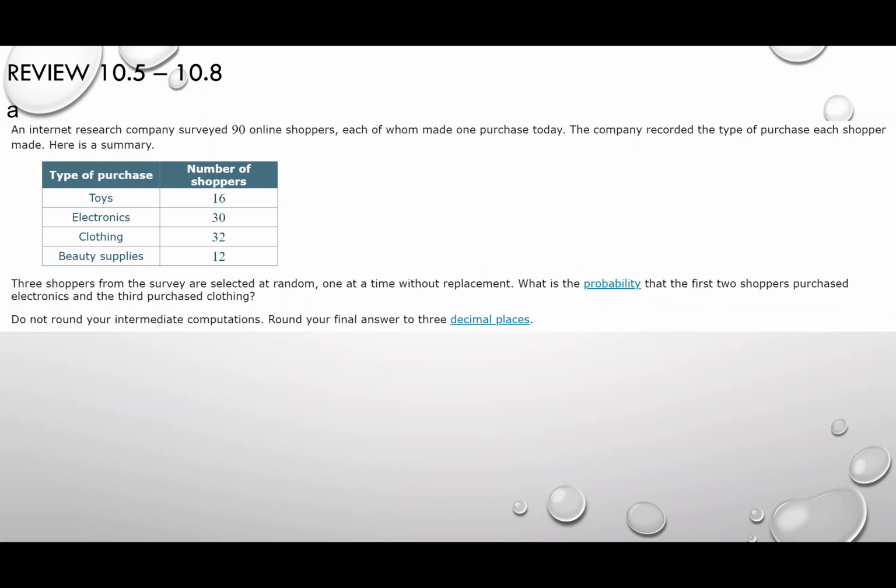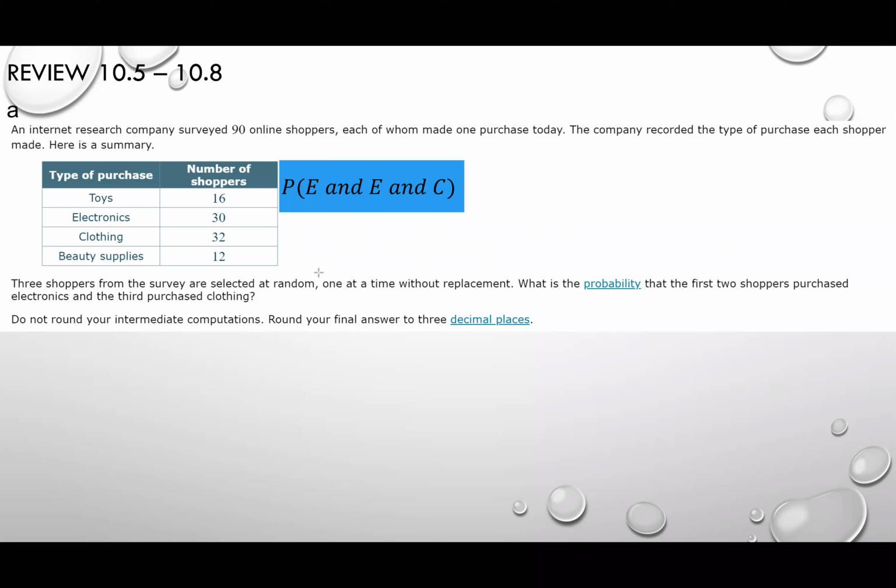So they will give you some information like this, and they say 3 shoppers from a survey are selected at random, 1 at a time without replacement. And hopefully you guys see, oh, Mr. Trent, that's a trick or something, right? Without replacement. Meaning again, we do this multiple times, right?